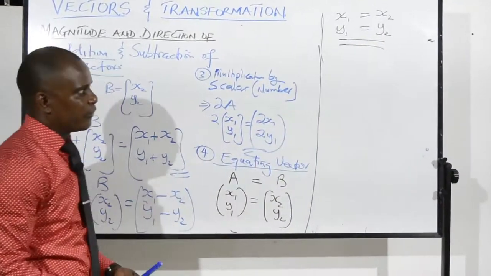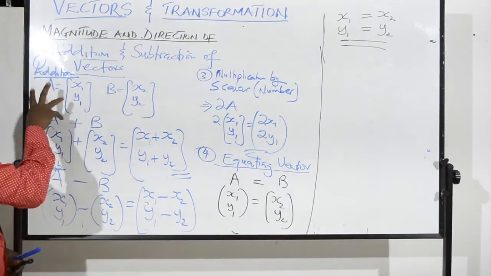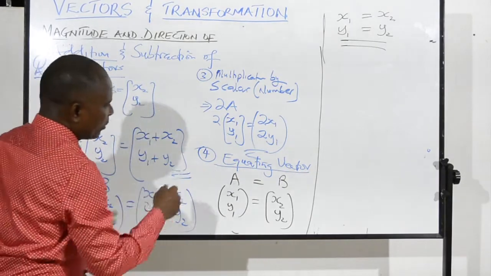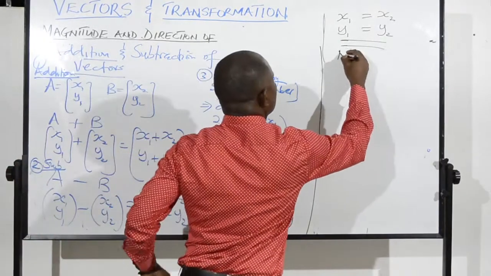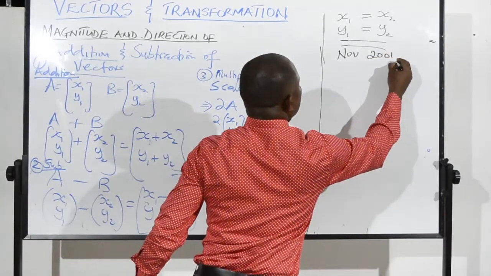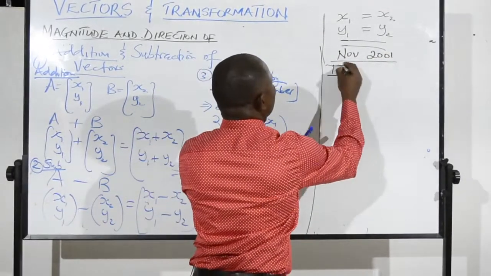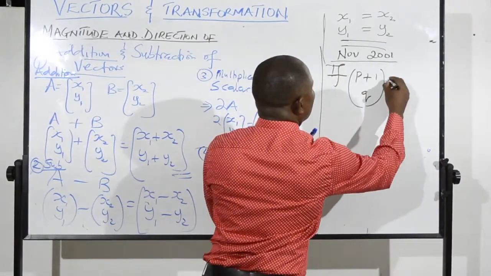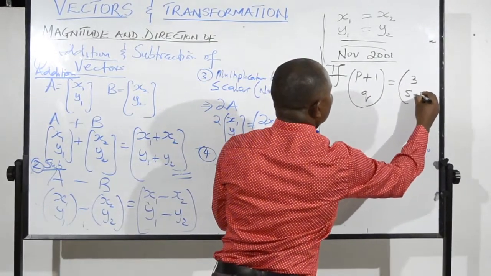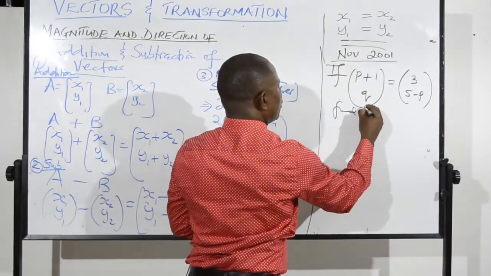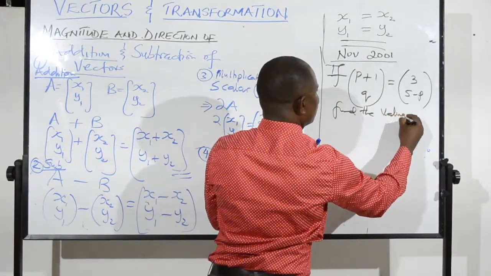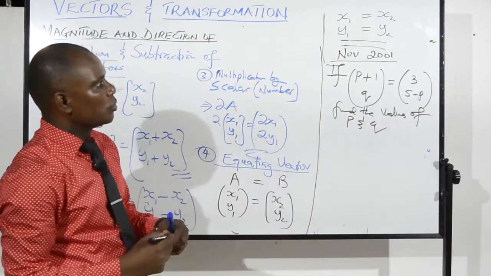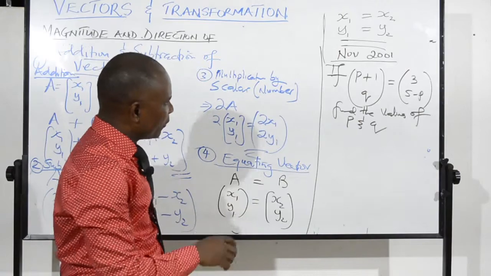So we have manipulation number 4. I added the vector, I subtracted the vector, I multiplied by a scalar, and now I equate the vector. For instance, under this, you have a November 2001 question. I remember this question. It says that if (P plus 1, Q) is equal to (3, 5 minus P), find the values of P and Q.